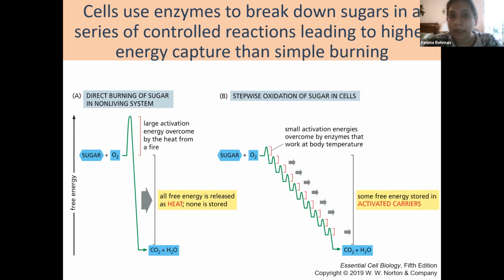So in our body, we have to use enzymes instead to break these sugars down in a series of controlled reactions that are paired up, just like we talked about last week on Thursday, where exergonic and endergonic reactions are paired together so that you can use energy from one to fuel the other. Which one are we going to fuel?